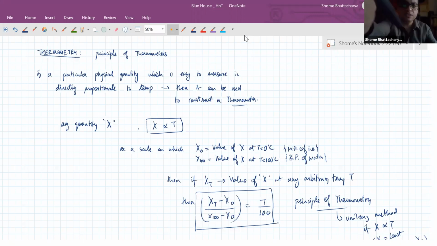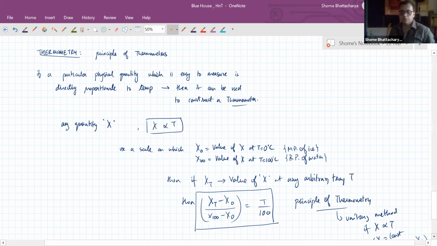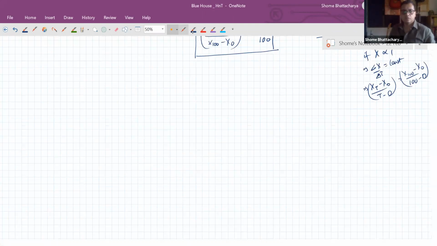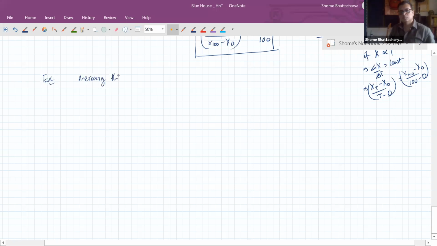The three types of thermometers we'll discuss: as I said, there is the mercury thermometer, where X is L, that is the length of the mercury column.